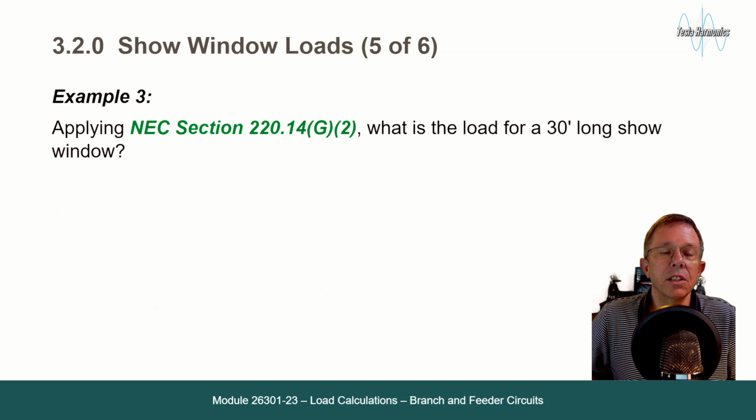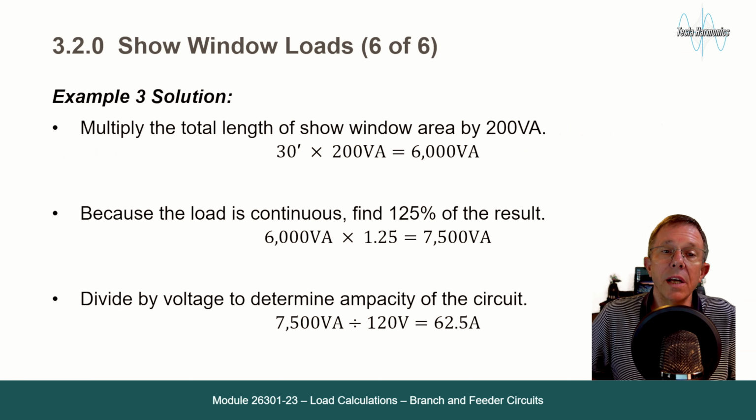Applying the NEC Section 220.14(G)(2), what is the load for a 30-foot long show window? We would multiply the total length of the show window area by 200 VA. 30 foot times 200 VA equals 6000 VA. Because the load is continuous, we would find 125% of the result. 6000 times 1.25 equals 7500 VA. Divide by voltage to determine the ampacity of the circuit. 7500 VA divided by 120 volts equals 62.5 amps.